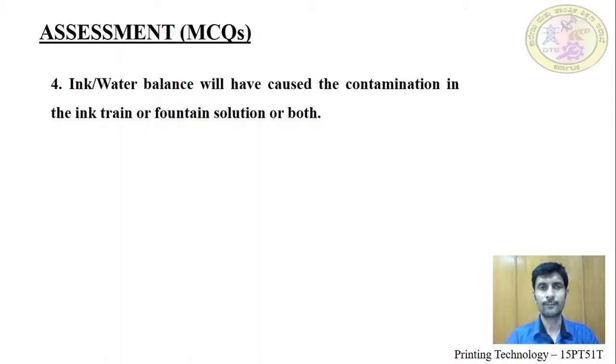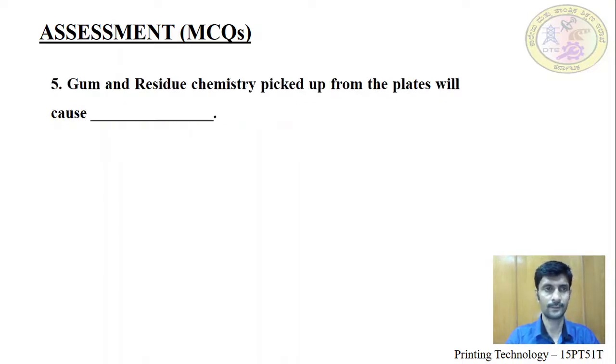The ink and water balance will cause contamination in the ink duct or fountain solution or both. Regarding this statement, obviously it will be caused by contaminations in the ink duct or fountain duct, which transfer onto the rollers, then apply onto the plate, then the blanket, and then onto the substrate. Is the statement true or false? You have to answer. The clue I have already given.